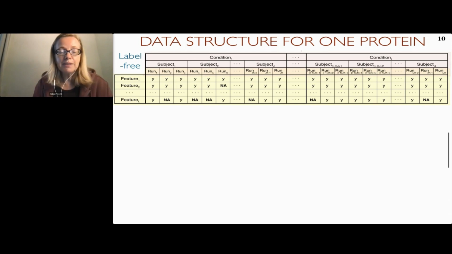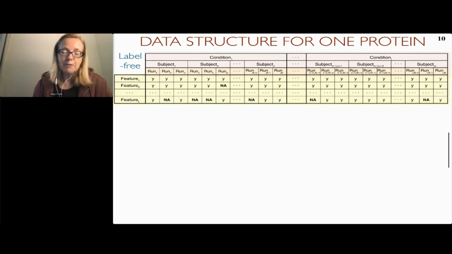And so the pink part of this data structure is actually the part of the experimental design, which is of interest to us. That's how we set up the experiment. And then the rows, these are spectral features. And in each cell, the little letter Y indicates the intensity of this feature. And as we can see, sometimes these feature intensities can be missing.